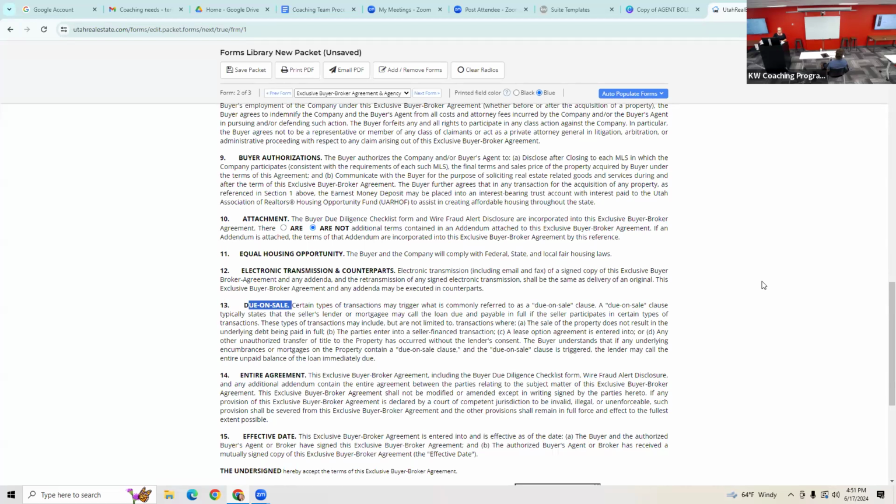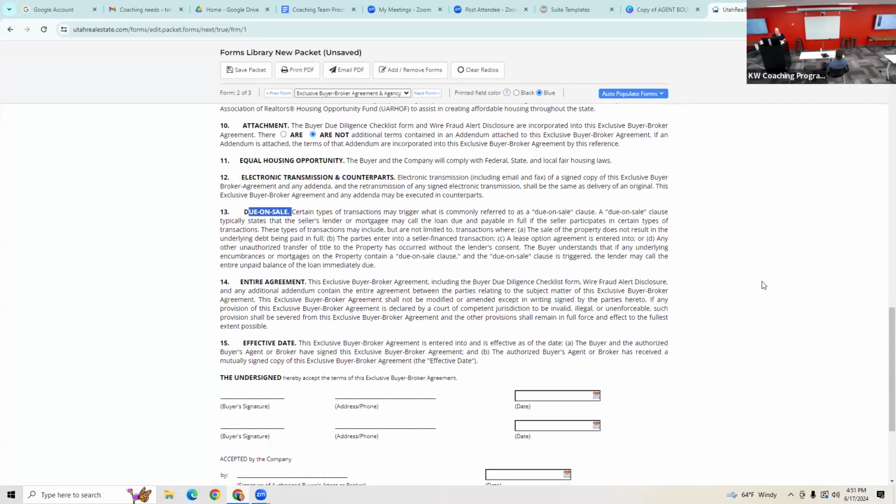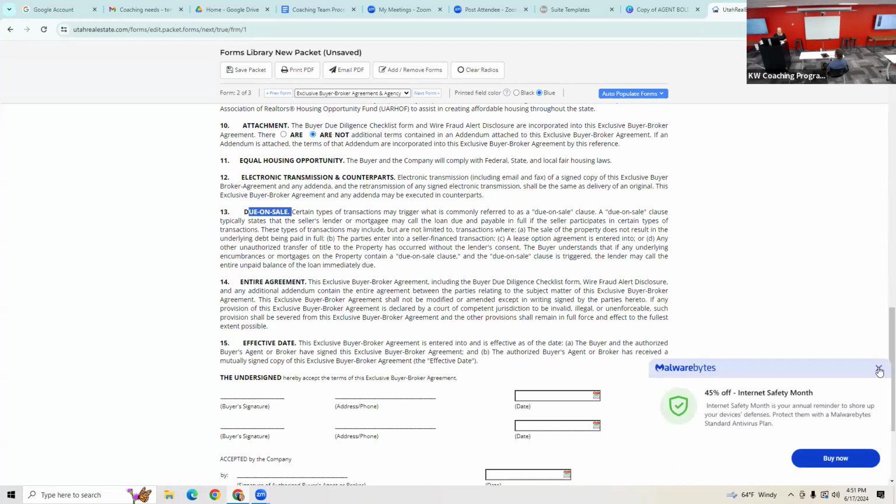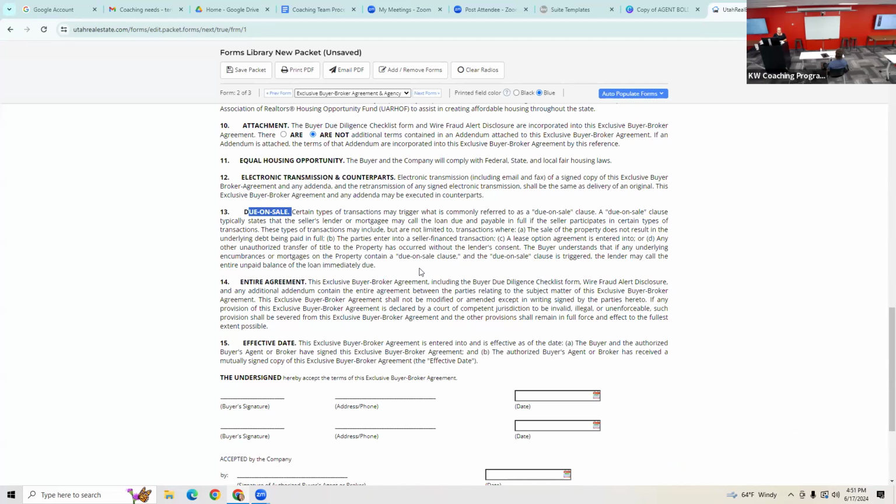Due on sale clause. So this basically says there are certain types of transactions that will trigger what we call a due on sale clause. And that basically says that the mortgage company may call the entire mortgage due, paid in full. Usually this happens during a seller finance or a lease option, something like that, where the mortgage company finds out that it's not an actual sale. It's more like somebody's going to be renting the property for a while. Something like that could cause it. So we just want to be sure that if we get into one of those, it's going to be okay with the mortgage company. It sounds like you're planning to do an actual sale, so that shouldn't be an issue at all.